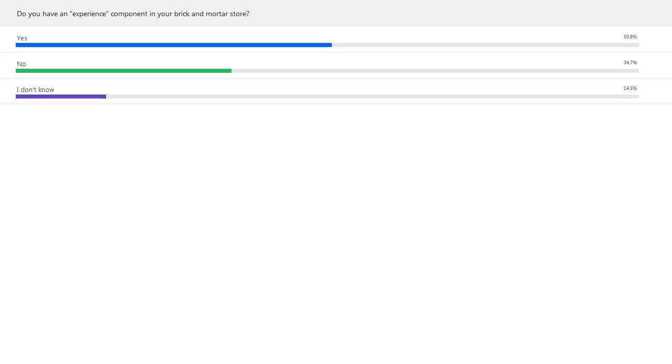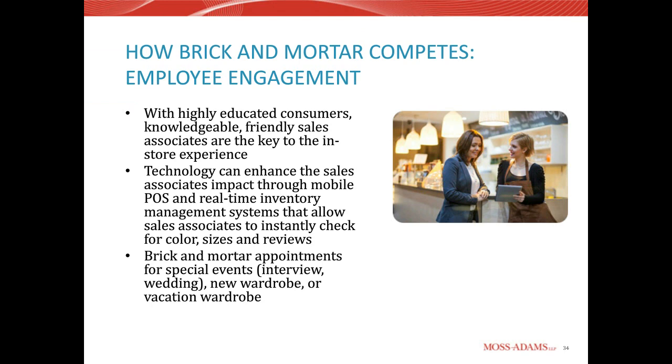Speaking of experiential, I'll go back to how are we using our employees to be our competitive advantage? Are you gathering information from them? Are you leveraging technology that they can both have in their hands as well as interact with the clients?